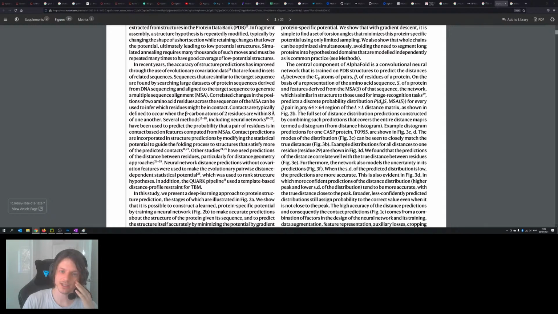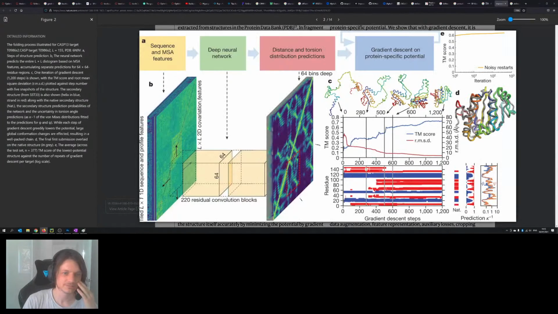For every ij pair in any 64 by 64 region of the L by L distance matrix, as shown in figure 2b. Why can I not select that? It's so annoying. I want to mark it. 2b. L by one dimension sequence features. L by L 2D covariation features. 64 by 64 matrix. Distance and torsion distribution predictions.